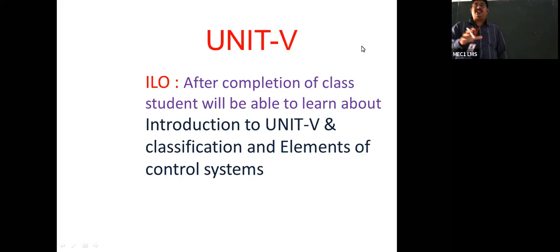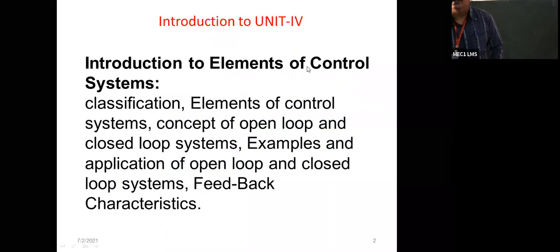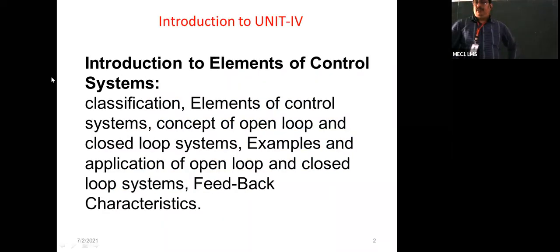So in this first unit, we'll go for the introduction. After completion of this class, you can gain knowledge on the overall Unit 5 introduction and the classifications. What are the classifications of the control systems, and what are the elements in the control systems? Then in the syllabus of Unit 5, we have the classification of control system, that is open loop control system.